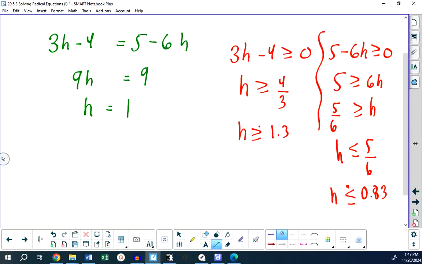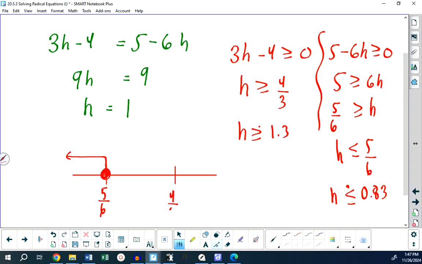It's saying the following. It's saying that h has to be a number that's less than 5/6 or equal to 5/6, and it must be greater than or equal to 4/3. There are no numbers in that domain. There aren't any numbers in that domain. There are no numbers in the universe that you would be allowed to use in this equation.